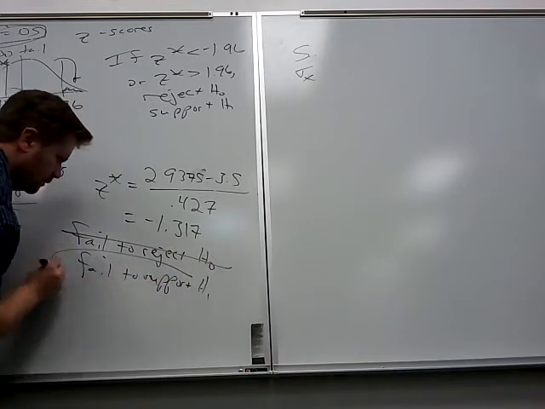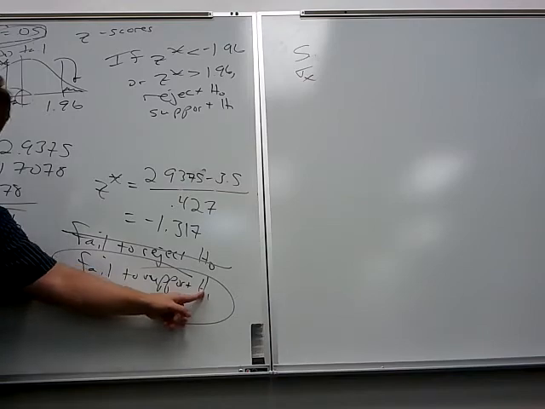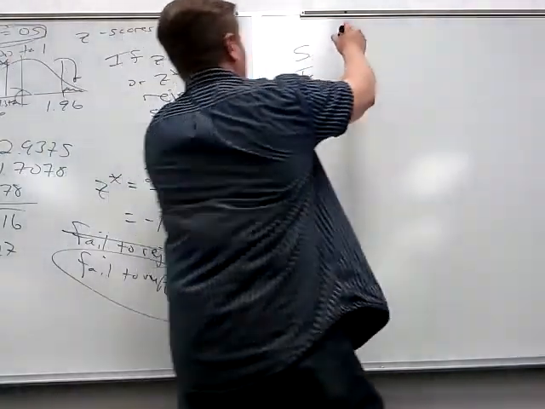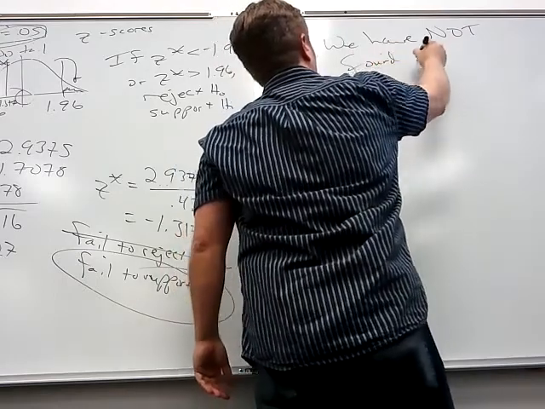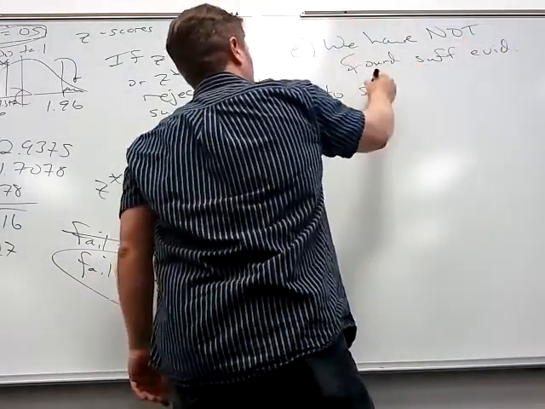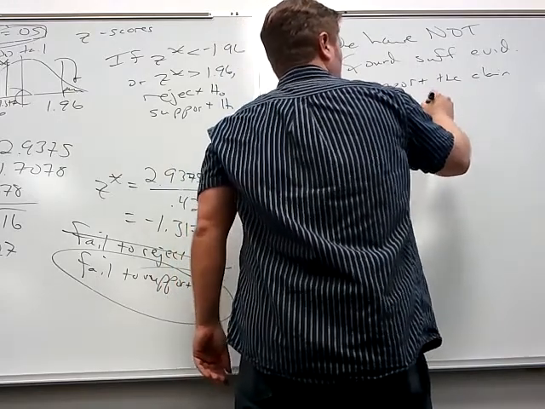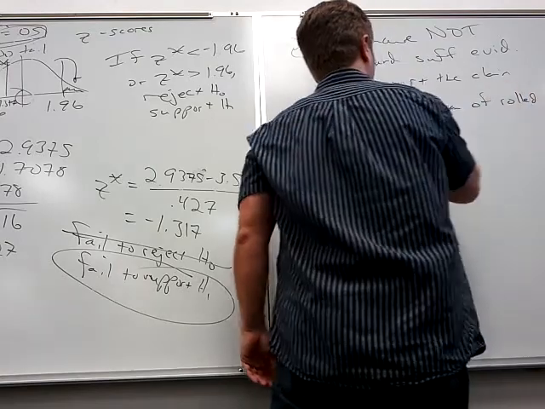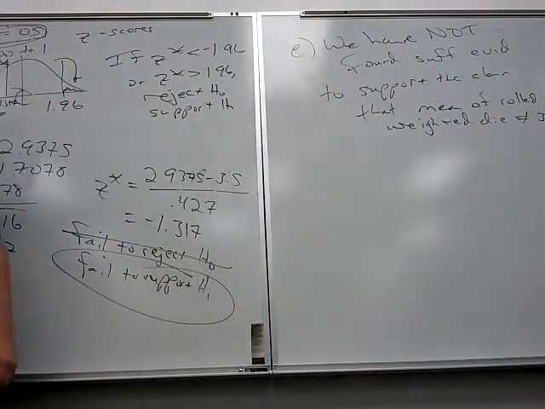So don't say this. Use that language. Don't say H1, though, in your conclusion. H1 is this claim. So I'm going to say we have not found, we failed. So we have not found sufficient evidence to support the claim that, throw in the language. So now step E: we have not found sufficient evidence to support the claim that the mean of the rolled weighted die is not equal to 3.5. So it's not enough proof to say that he weighted this correctly.